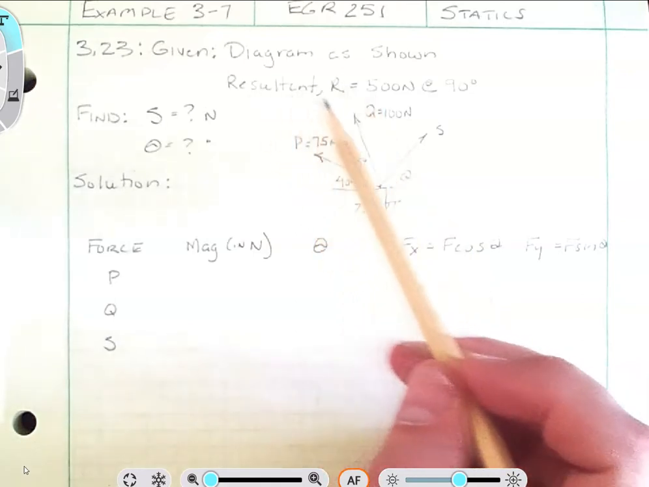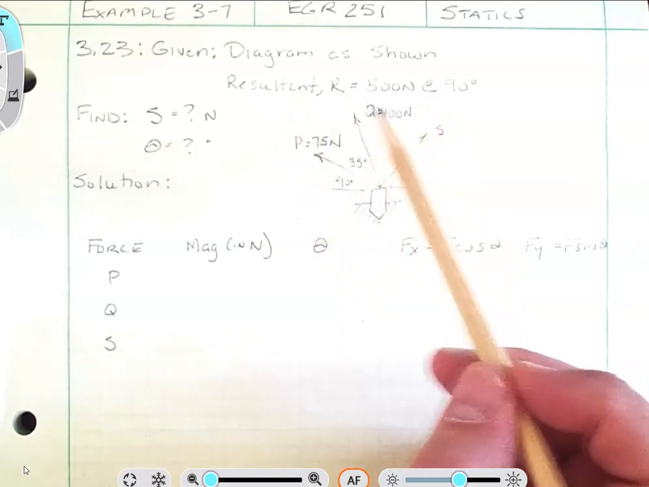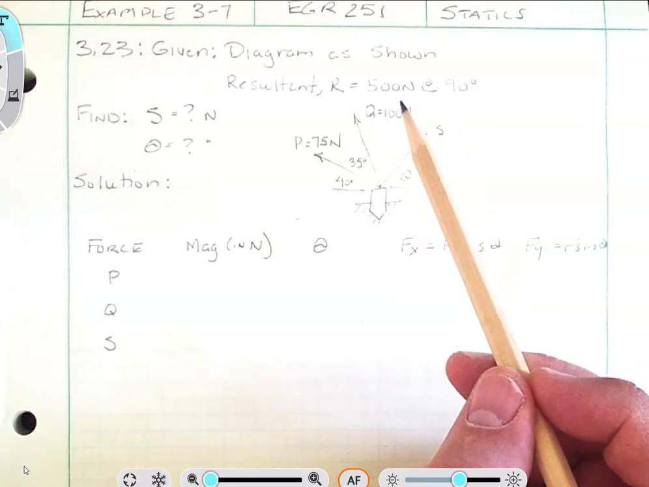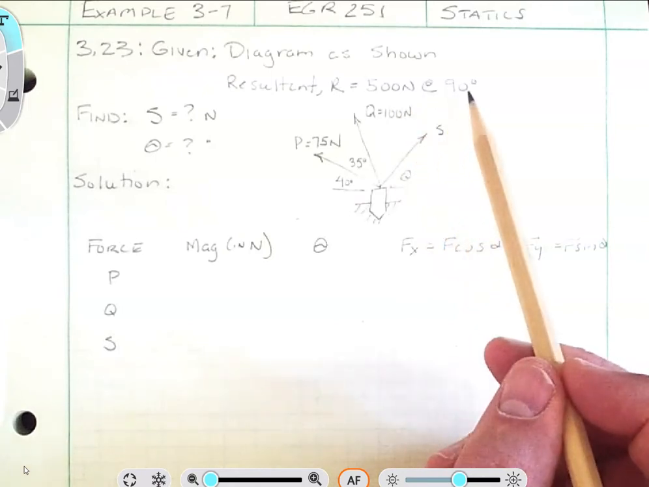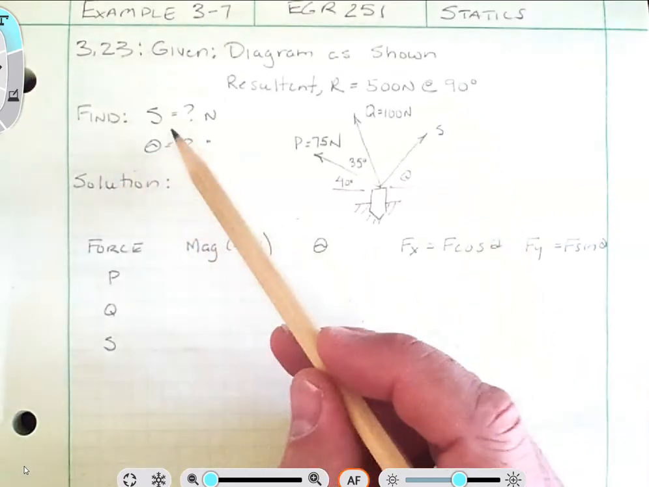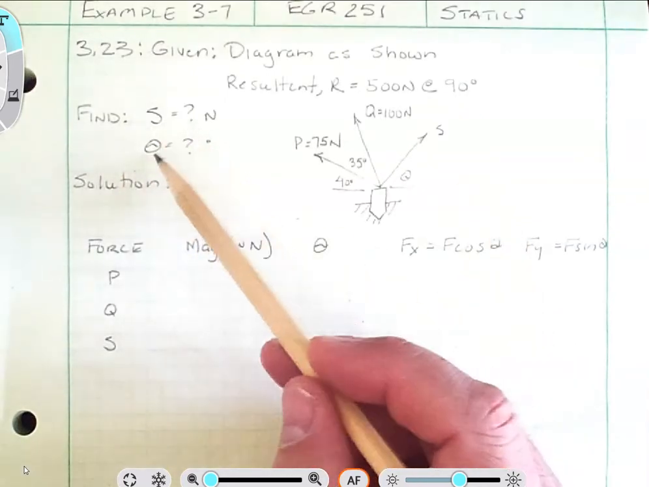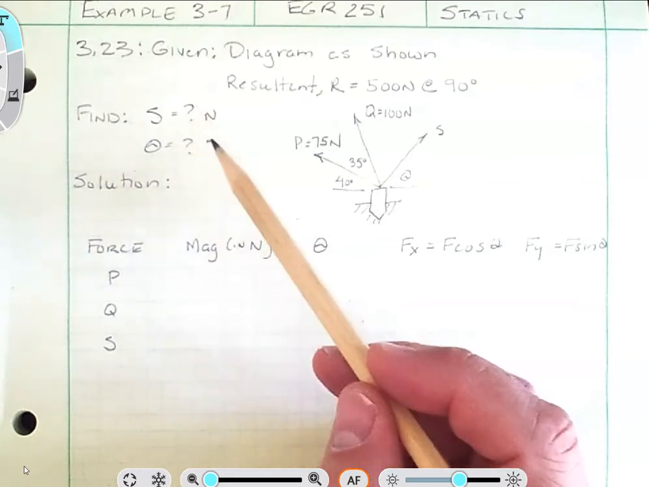We do know the resultant of all these forces added together is 500 newtons, and it was described as acting vertically, so I'm going to list this as acting at 90 degrees. Right? Two things they want us to find are the magnitude and the angle for force S.